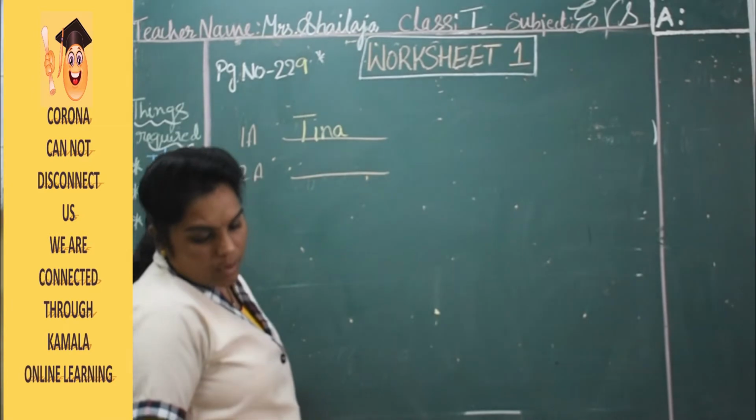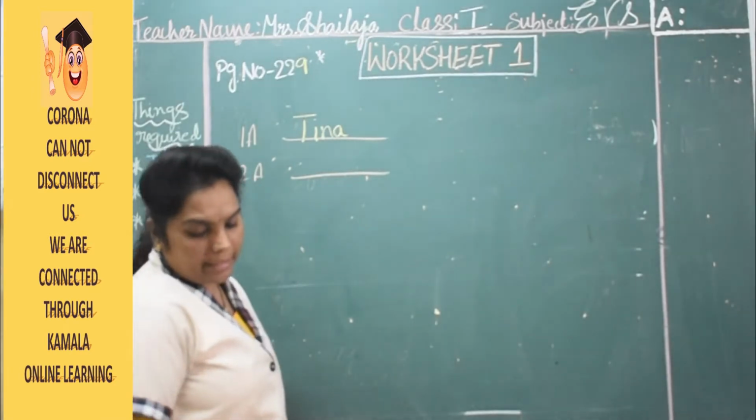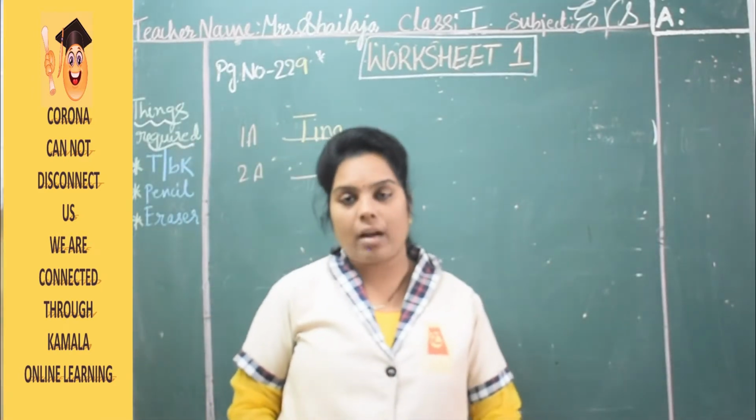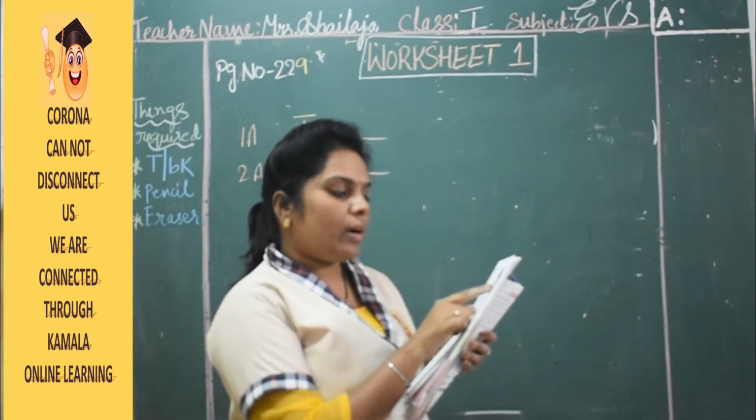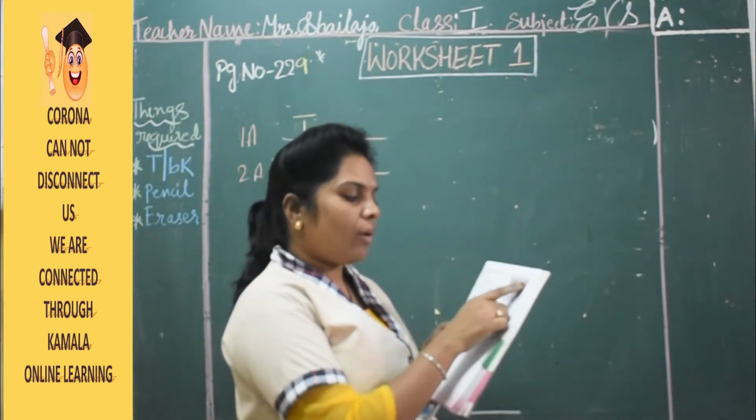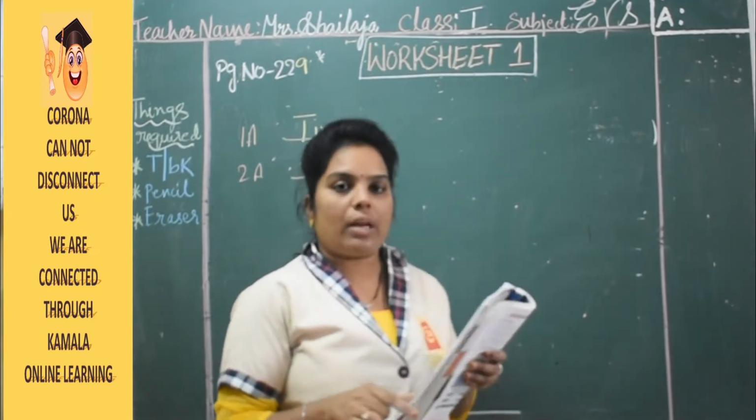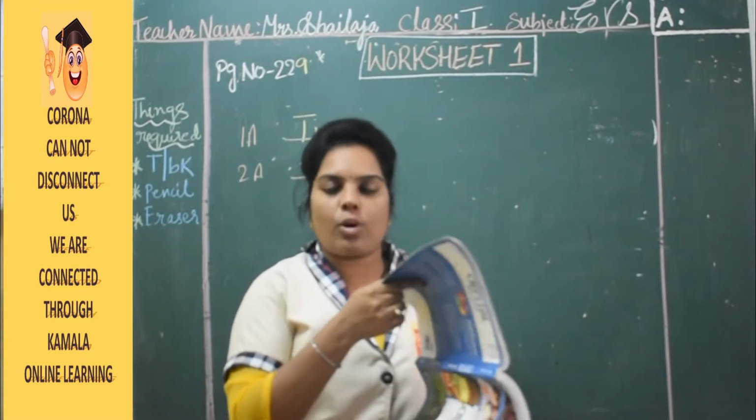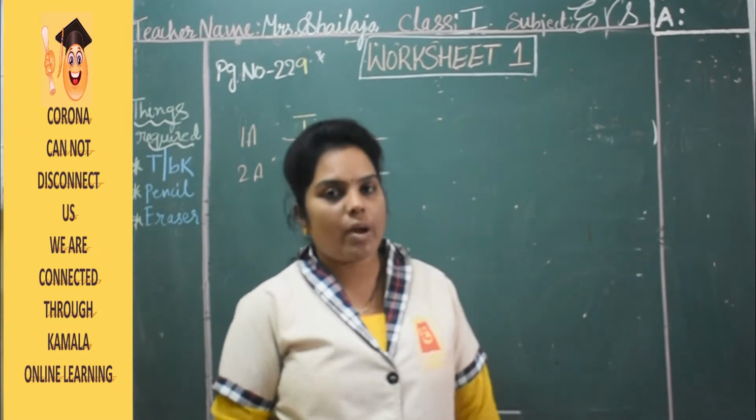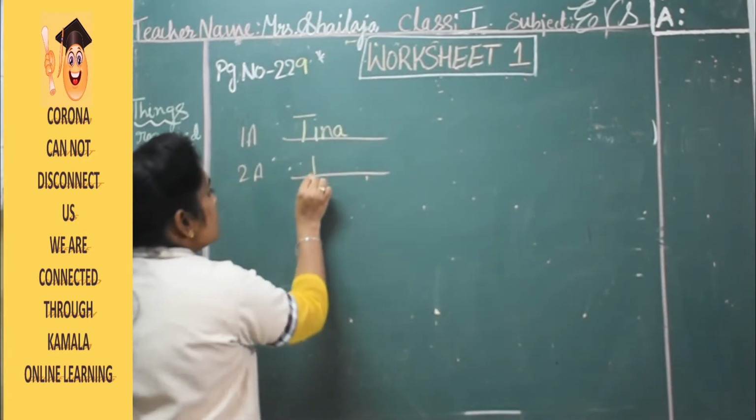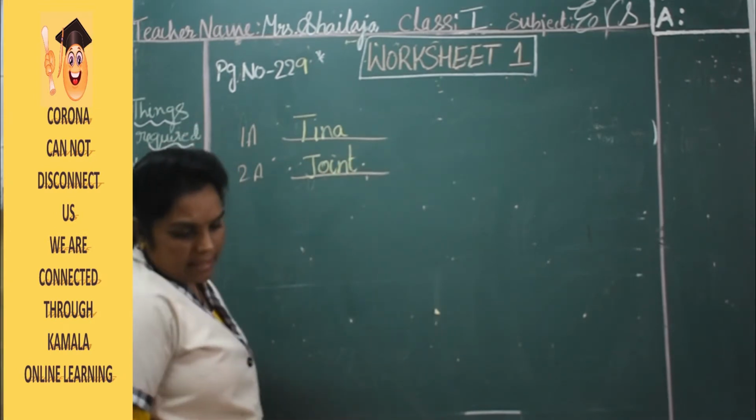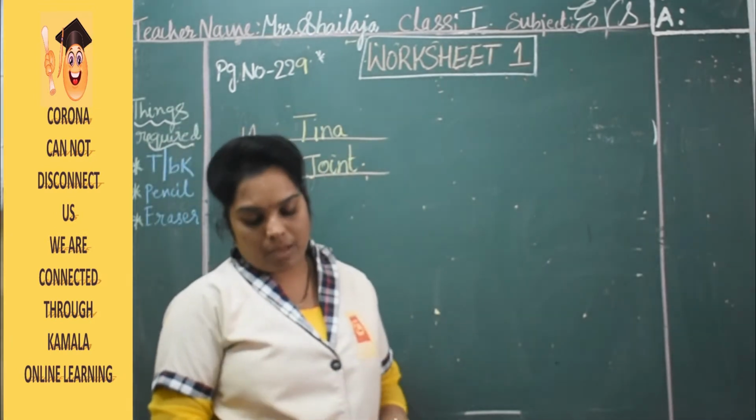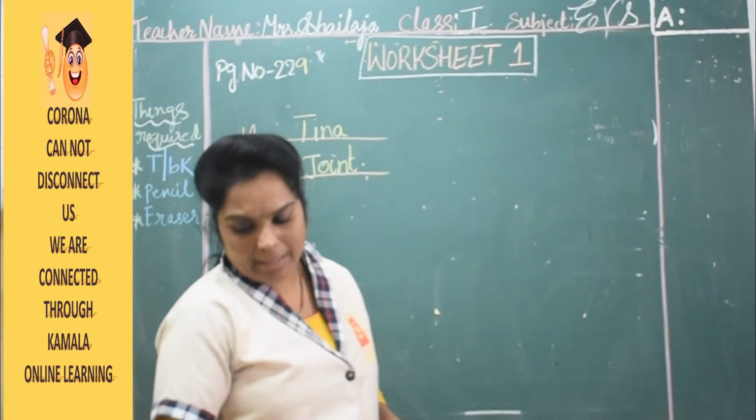What kind of family is it? In this family, grandmother and grandfather also are there, mother, father, and their uncles, aunties and cousins also are there. So which family is it? Joint family. So now write here joint. J-O-I-N-T. Okay, children? Now it is finished. Now the next bit.